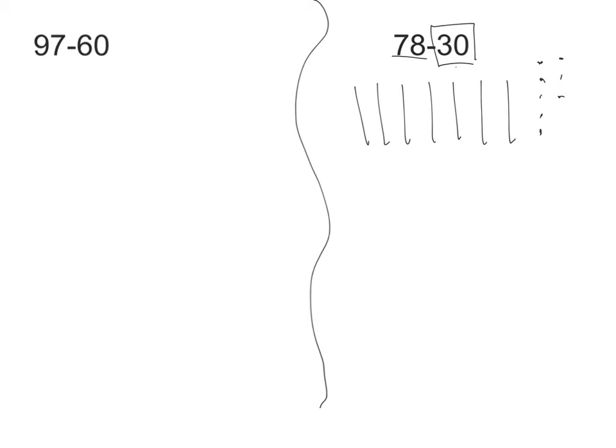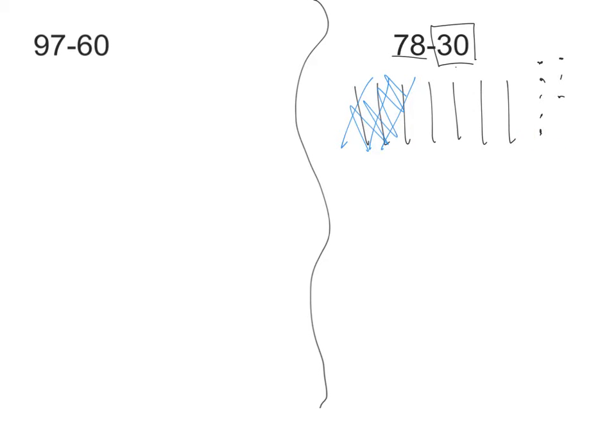Okay, so I know that I have 1, 2, 3, 4, 5, 6, 7 tens and 8 ones. Now I'm taking away tens. 30 is 3 tens. Now I'm pretty sure that I can do that, no problem. Ready? 1, 2, 3. So these 3 are the 3 tens that I am taking away. Now you'll notice I didn't need to do anything at all to my ones.